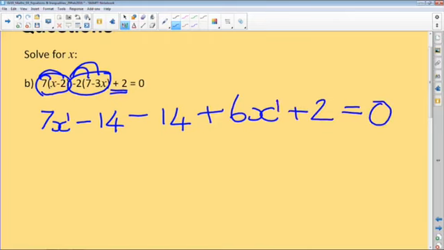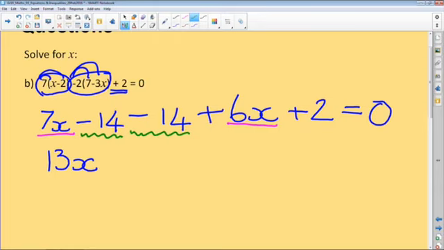We don't write it there usually because mathematicians are lazy and we don't want to write things that we don't have to. Okay, I'm going to underline my like terms. What is 7x plus 6x? Well, I've got 7 x's over there, and I'm adding 6 x's, so that will give me a total of 13x. And now, what is minus 14? Minus 14, that's going to be minus 28, plus 2 is going to be minus 26.